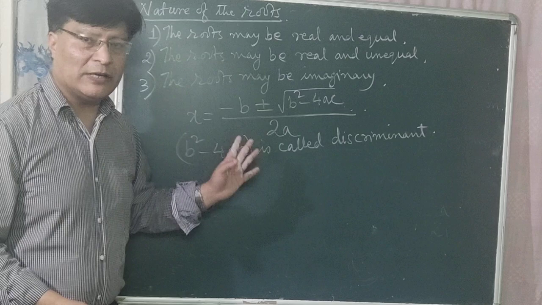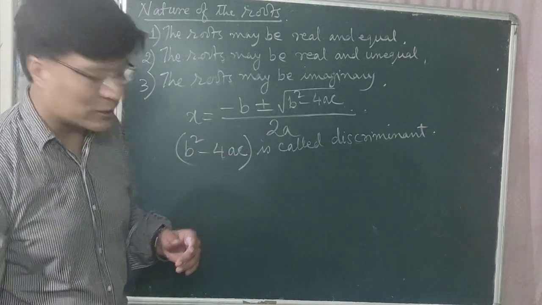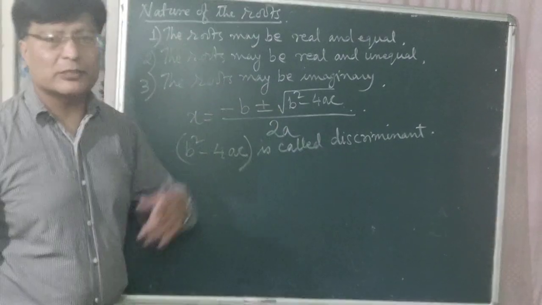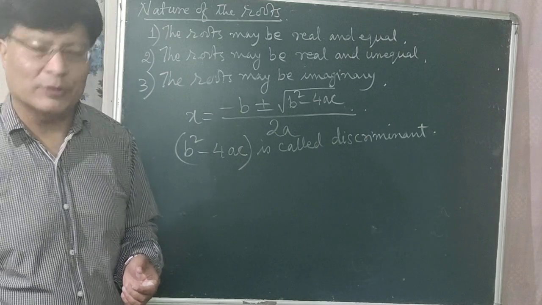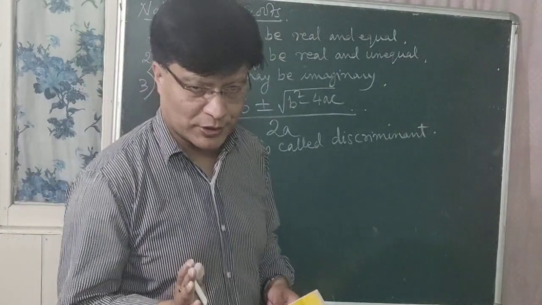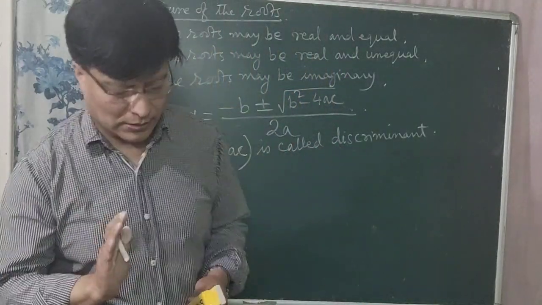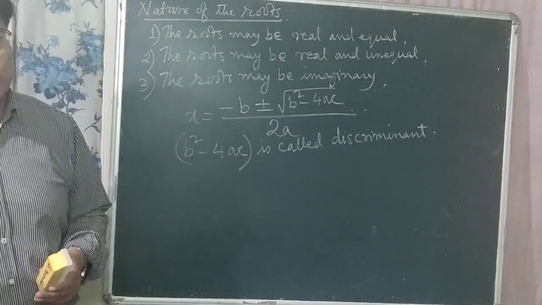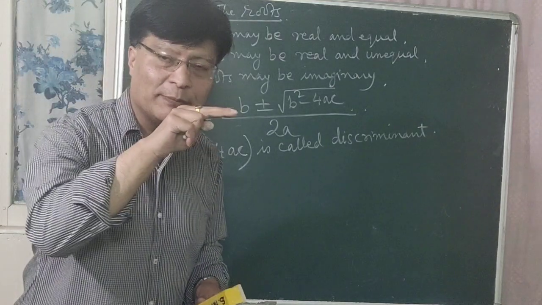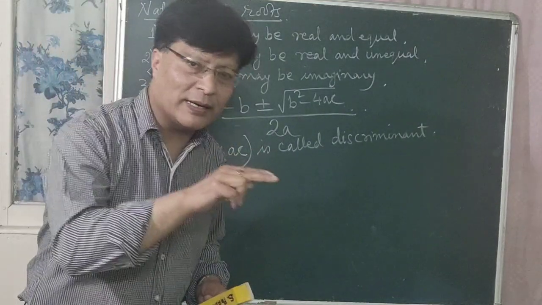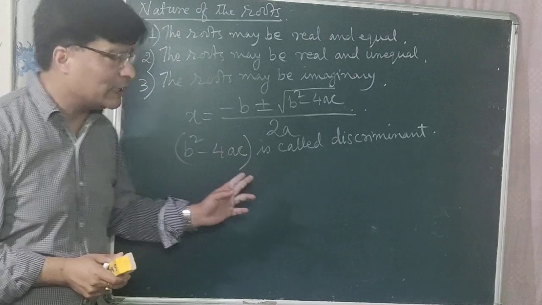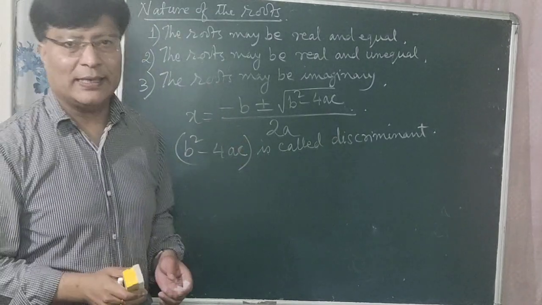If b square minus 4ac is greater than 0, what is the nature of the roots? If b square minus 4ac is less than 0, what is the nature of the roots? If b square minus 4ac is equal to 0, what is the nature of the roots? I already told you that whenever you have a quadratic equation, the highest power of the variable x is always 2. That means it will give 2 roots of x. That 2 roots may be equal, real and unequal, or imaginary. So it depends upon the discriminant, that is b square minus 4ac.